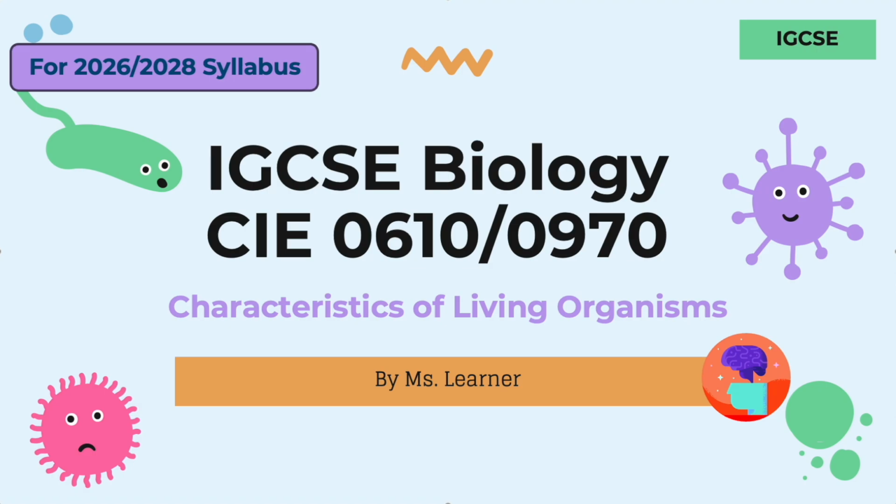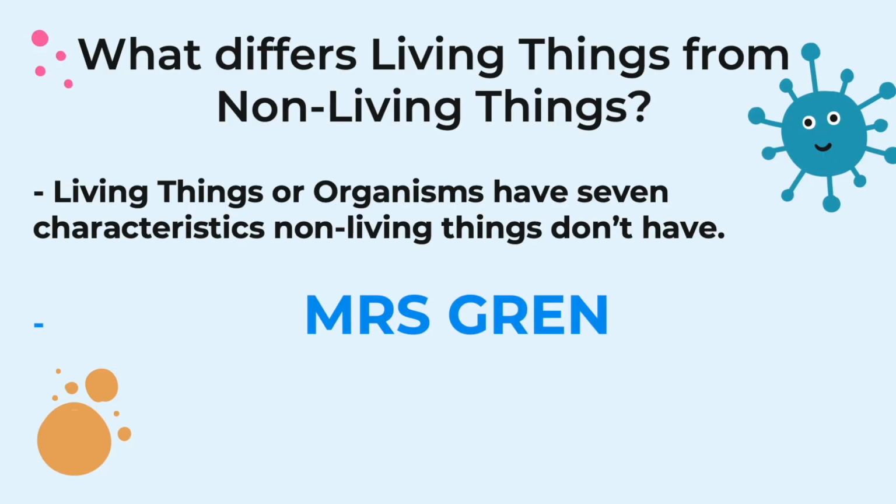If you're prepping for your IGCSE Biology exam 0970 or 0610, syllabus of 2026 to 2028, or just curious about what makes something truly alive, you're in the right place. Today we're breaking down the 7 key characteristics of living organisms. We can remember them by using the acronym Mrs. Gren. Let's dive into the biology magic behind life itself.